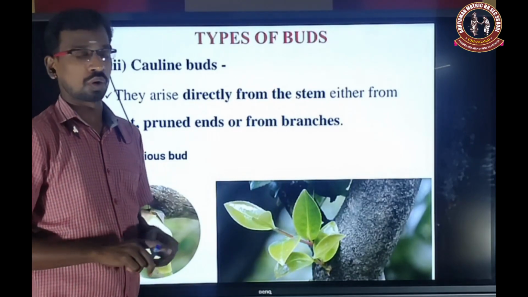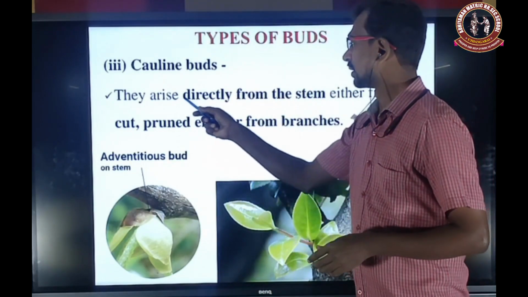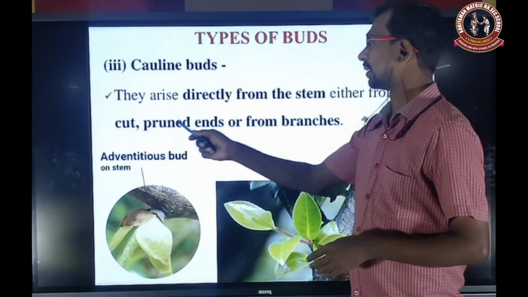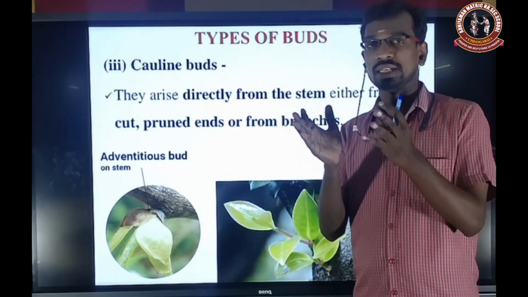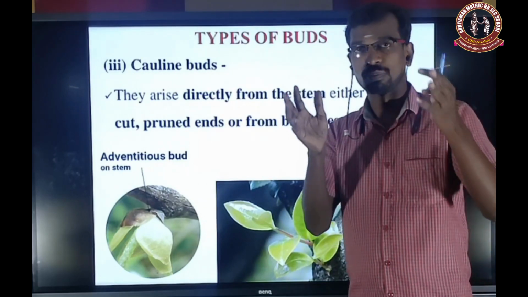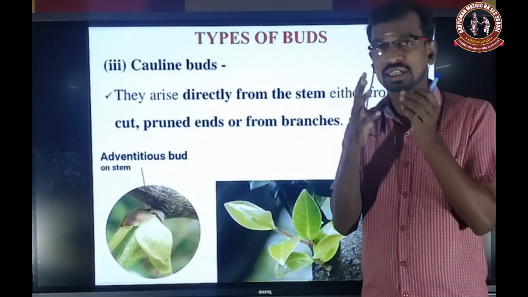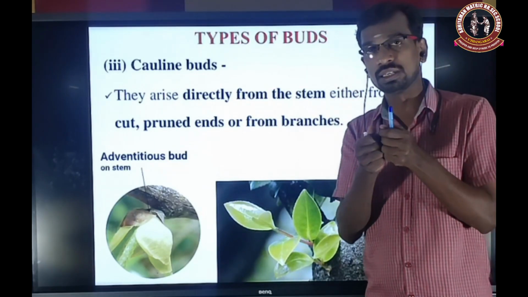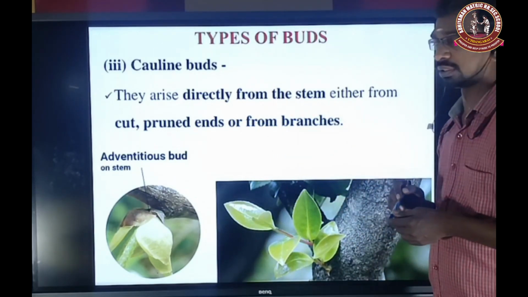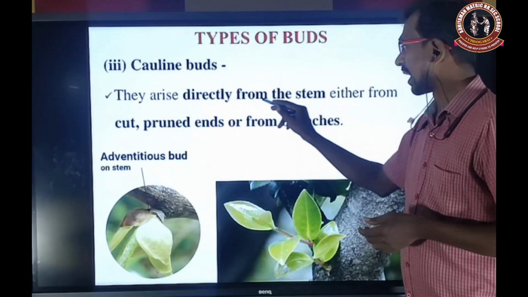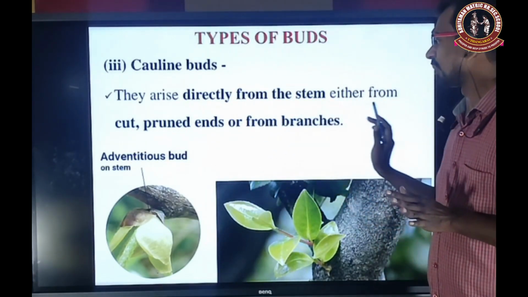Cauline bud. Cauline means it is directly born on the stem region. They arise directly from the stem, either from the cut or pruned end. Pruned end means, in gardening, they give shape to a particular plant, so they cut the plant for giving the particular shape. The cut region is the pruned end, or from the branches.